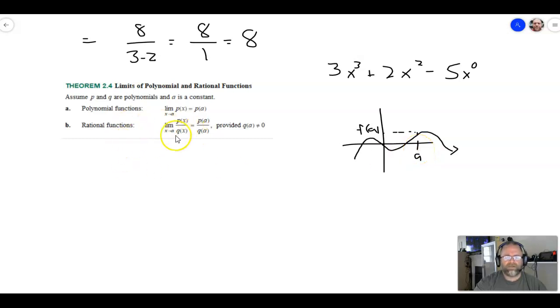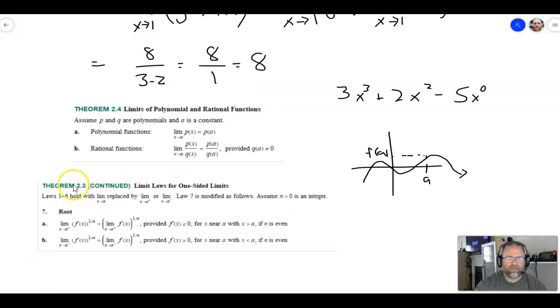And for rational functions, it's the same kind of thing. If we have a polynomial divided by a polynomial, that's just going to be equal to the top polynomial evaluated at a divided by the bottom polynomial evaluated at a, provided that the bottom is not equal to 0. Nice little intuitive theorem here, but we're going to be working a lot with polynomials in calculus because they have a lot of these great properties, mainly being continuous and differentiable for all real values of x. All right, let's go on to the next one.